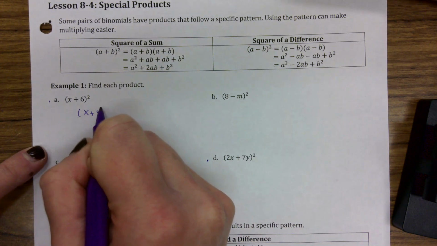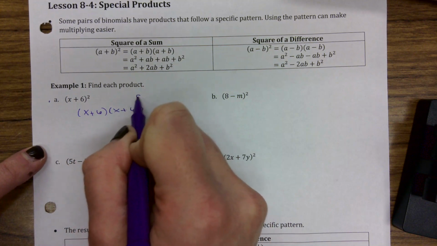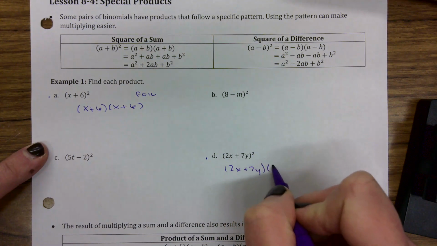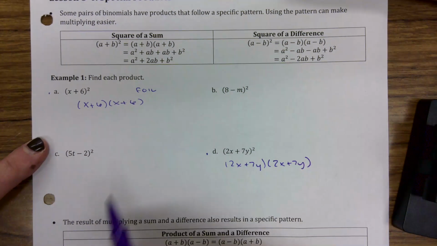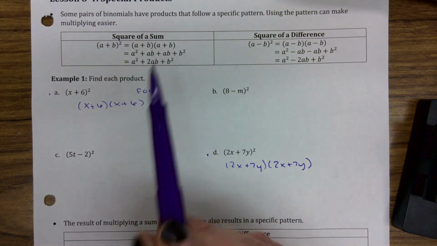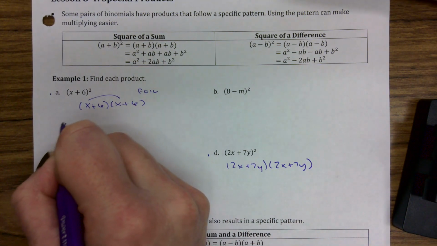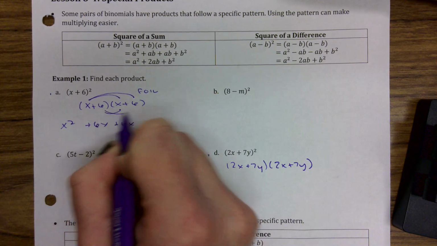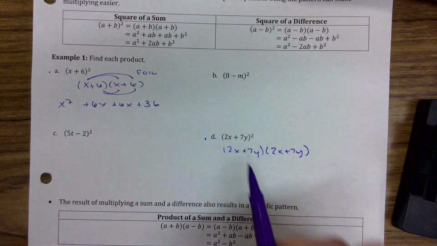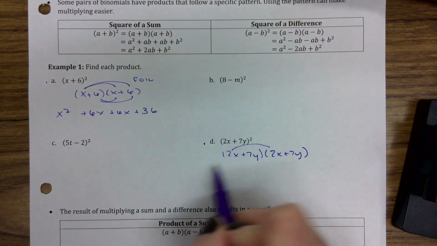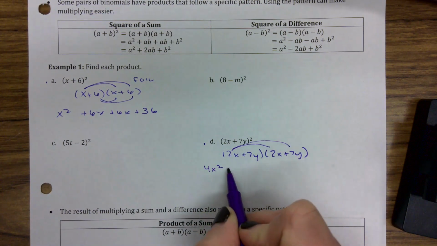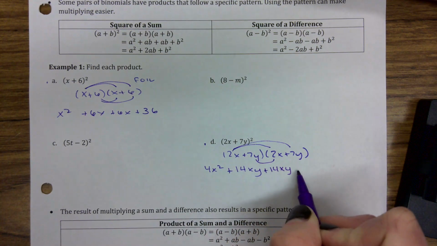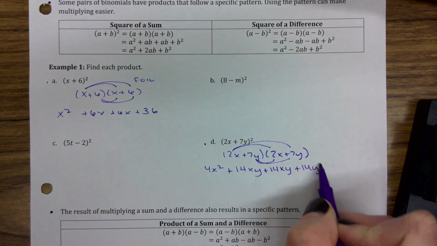You're going to have x plus 6 times x plus 6, and you're going to FOIL just like you did prior. And you're going to have 2x plus 7y times 2x plus 7y. So we're just noticing patterns. Math is all about patterns. So x squared plus 6x plus 6x plus 36. I'm going to do the same thing over here: 4x squared plus 14xy plus 14xy plus 49y squared.